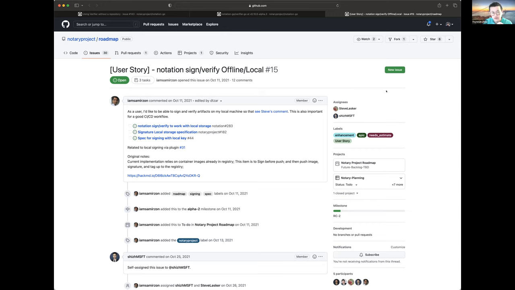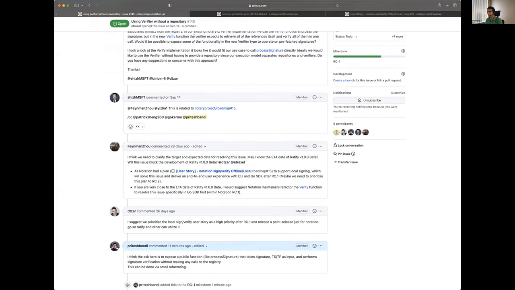So from my understanding, we can do refactoring first, and then we can provide the capability for verifying without connecting to the remote registry repository in Notation Go. Yes, I agree there. Cool. But I would still put it to RC2 out of RC1. Let's not add that in RC1, because we haven't heard the demand. Apart from Ratify, we haven't heard any demand for that.